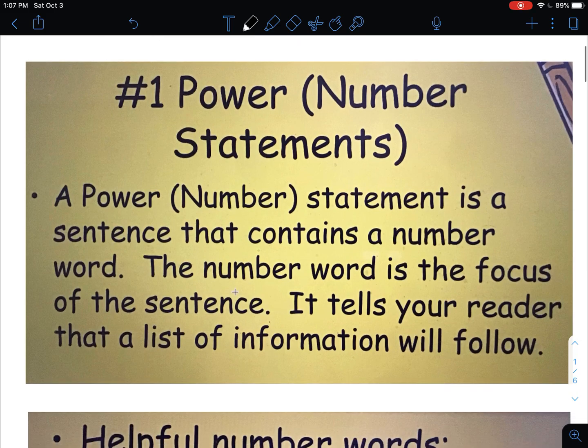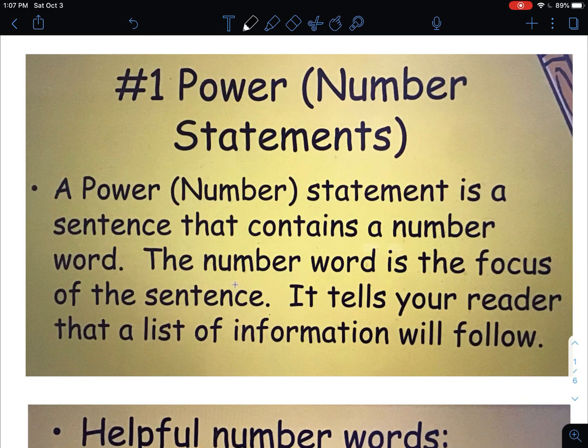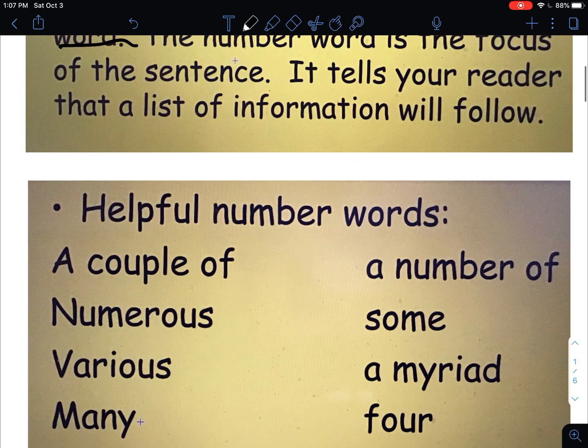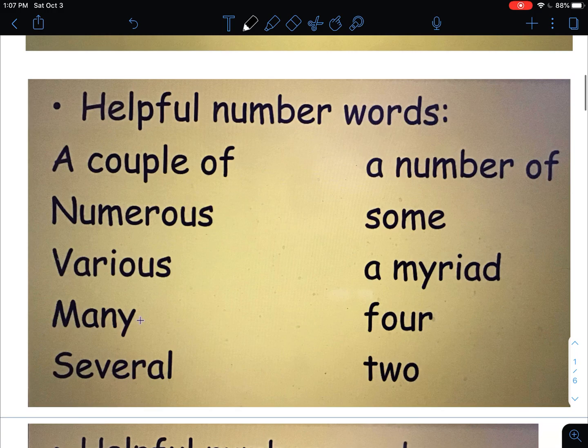A power number statement, of course, is a topic sentence, and it contains a number word. All right, the number word is the focus of the sentence because it's going to tell the reader that you're going to discuss 2 or 3 things about your subject. All right, so I'm going to give you an example of that in just a second. Remember your helpful number words, all right?